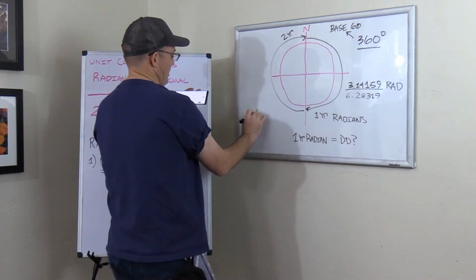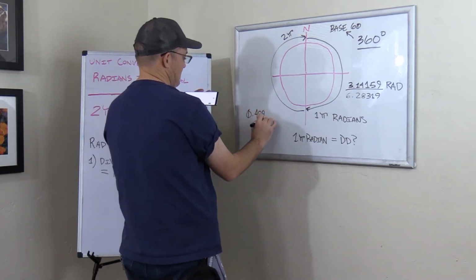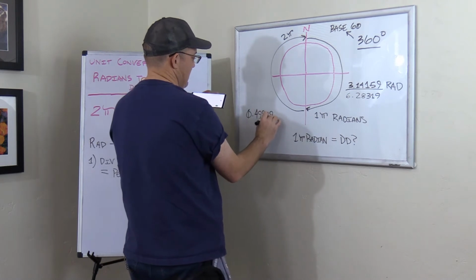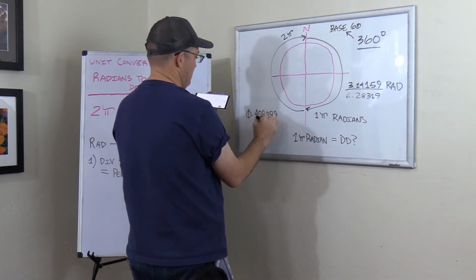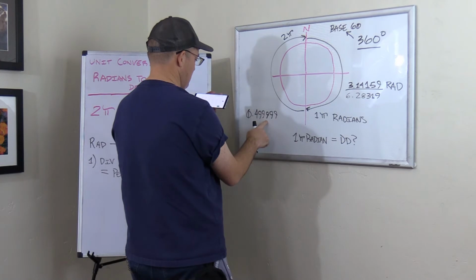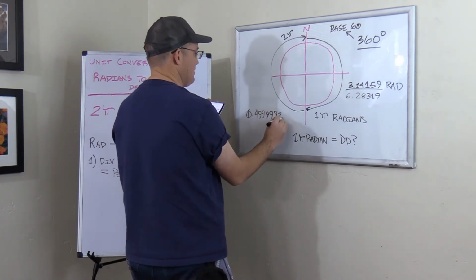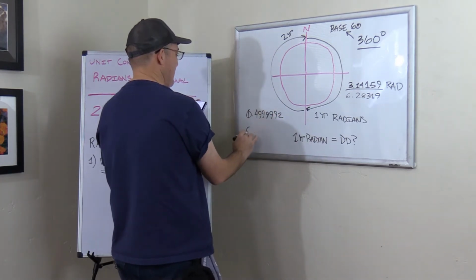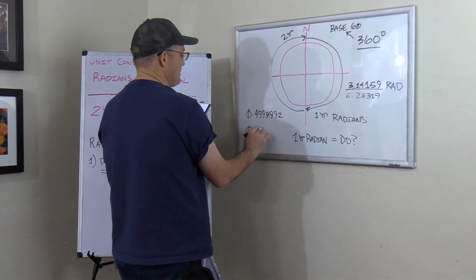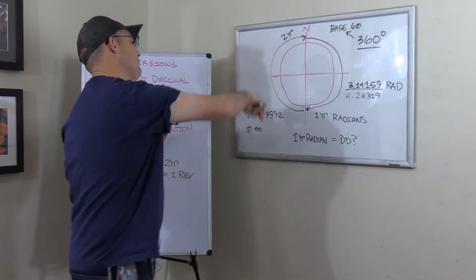So it's 0.49999. It's got 5 nines and then a 2. Okay, so if we round that up, it's going to round up to 0.50, right? So half a revolution, just like we thought.